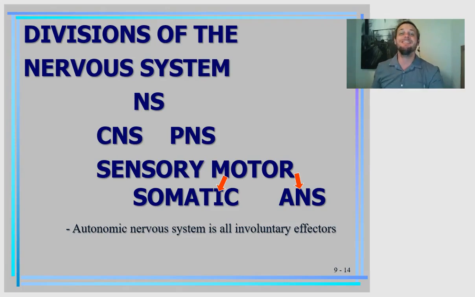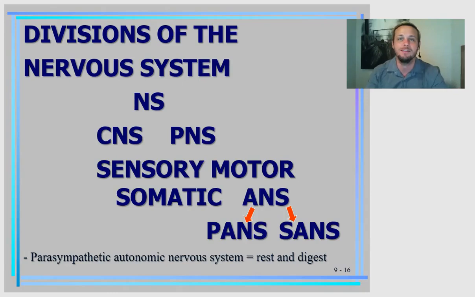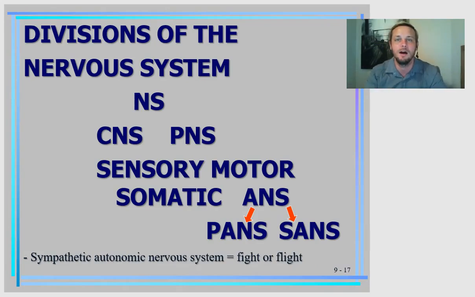And we can break down that one even further. So we can break down the autonomic nervous system into the PANS and the SANS, or the parasympathetic autonomic nervous system. This one is typically dealing with resting and digesting. So it's carrying out normal body homeostasis. Versus your SANS, or the sympathetic autonomic nervous system. This one is dealing with fight or flight, right? So this is in times of emergency. You get that adrenaline rush. And that comes from the sympathetic autonomic nervous system.